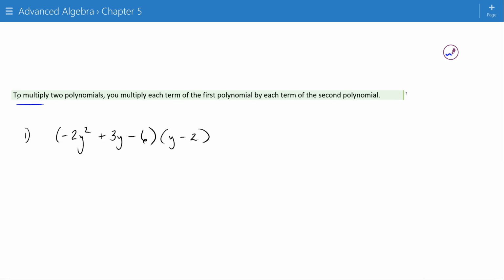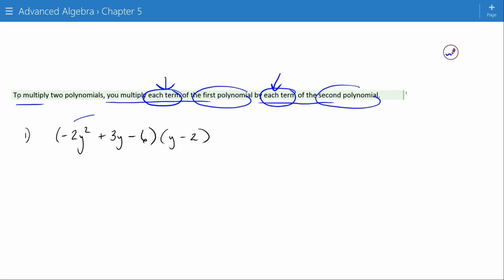All right, next we're going to move into the multiplication aspect. When you multiply each term of the first by each term of the second, really, you're distributing everything that's in the first set to everything in the second one. Make sure you're doing each term to each term, right? So that negative 2y squared has to get multiplied to both those pieces. The 3y has to get multiplied to both those pieces, and the negative 6.